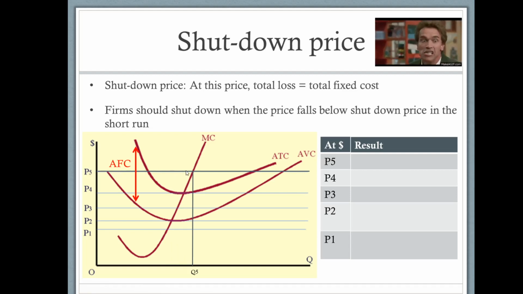When we are profit maximizing in the company, and we have a price of P5, what is going to be the result? Are we going to make a loss, or are we going to make a profit? Are we going to break even?